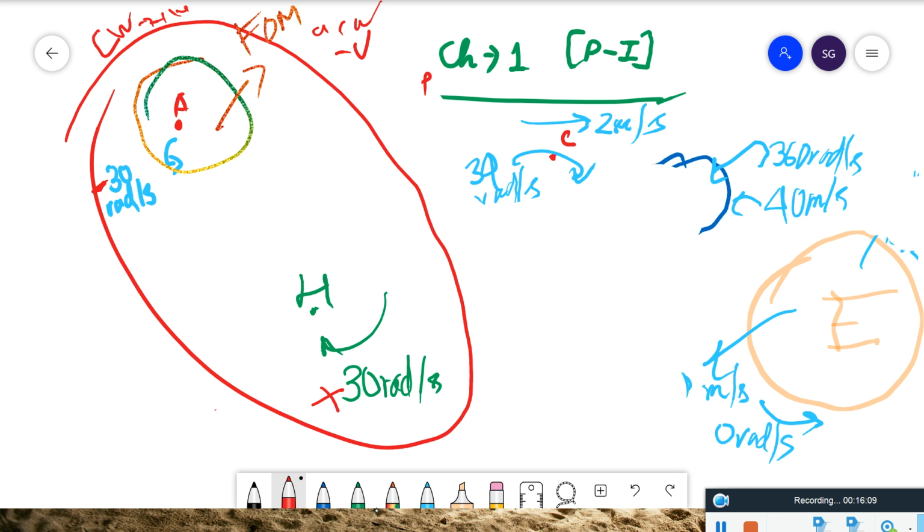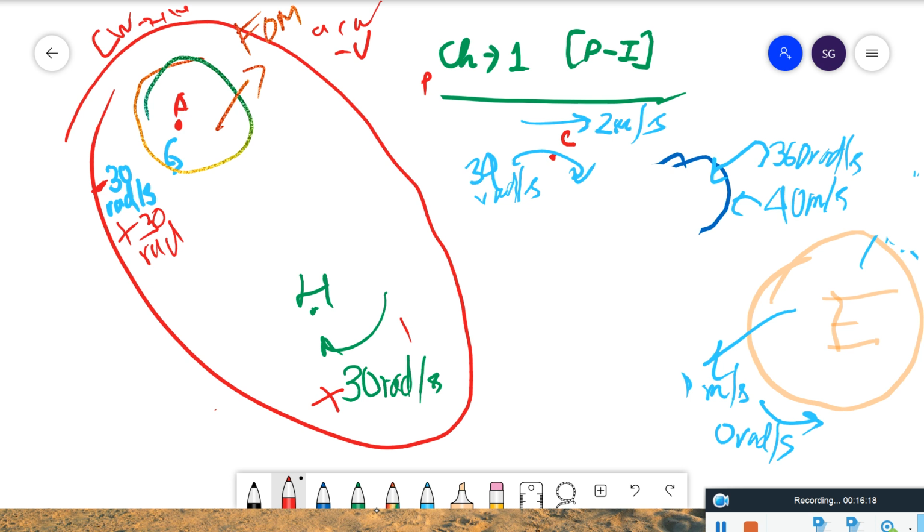I always said that the frame of reference is always still. So what do I have to do? I have to make it 0. So what I will do is add plus 30 radian per second here, and here also I will add plus 30. Fine. So it will be 0 radian per second, meaning it is now the frame of reference.